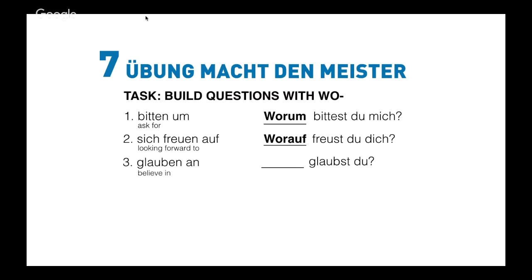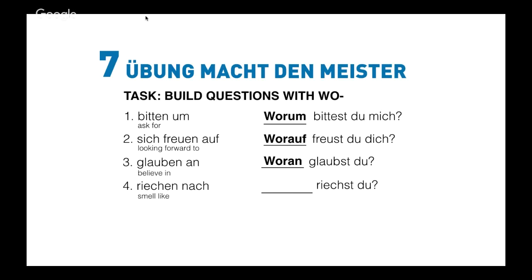Next example, glauben an, to believe in. And if you take a look at the English translations for these verbs and prepositions, you see you use completely different prepositions. So do not go into translating this. It is completely random what preposition we use with which verb. Linguists might disagree, and that's fine for them. For us, for a normal mortal, you do not need to know why bitten is with um. I have no clue myself, and I don't need it. Neither do you. Now, glauben an, you had some time. What is the question? Woran glaubst du?